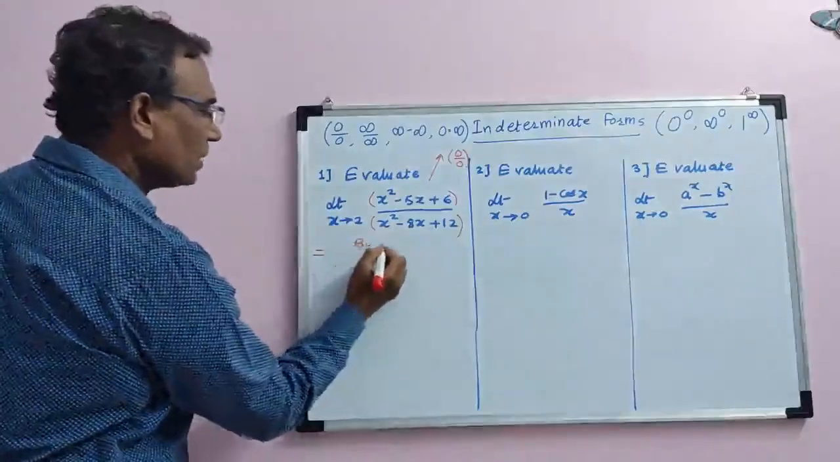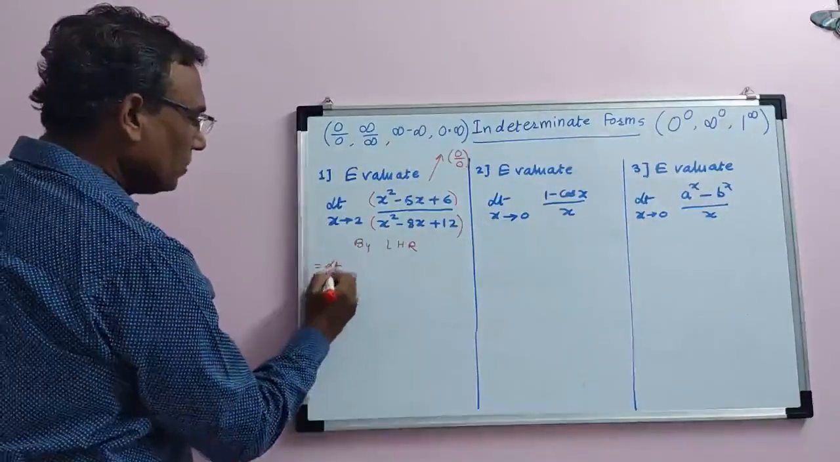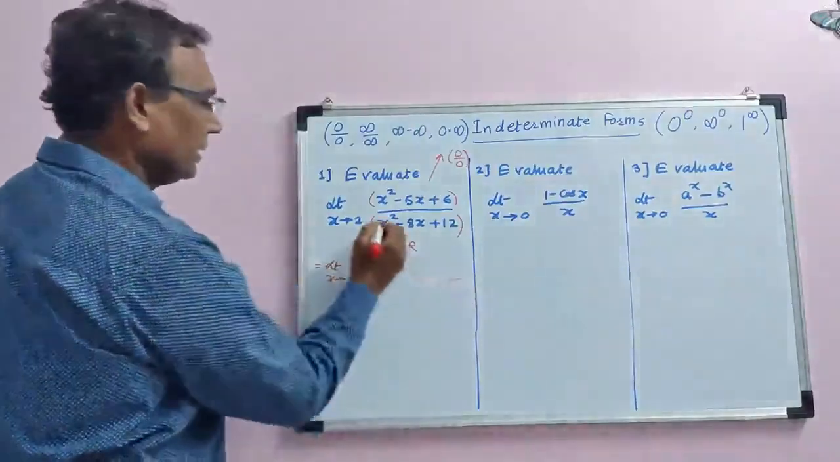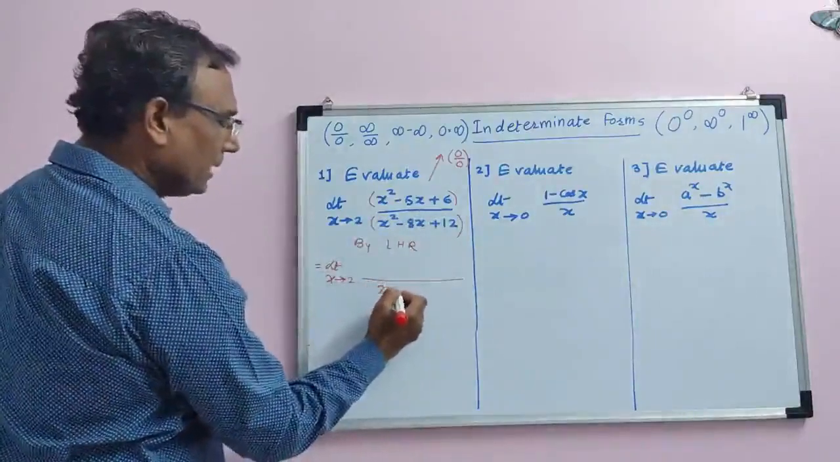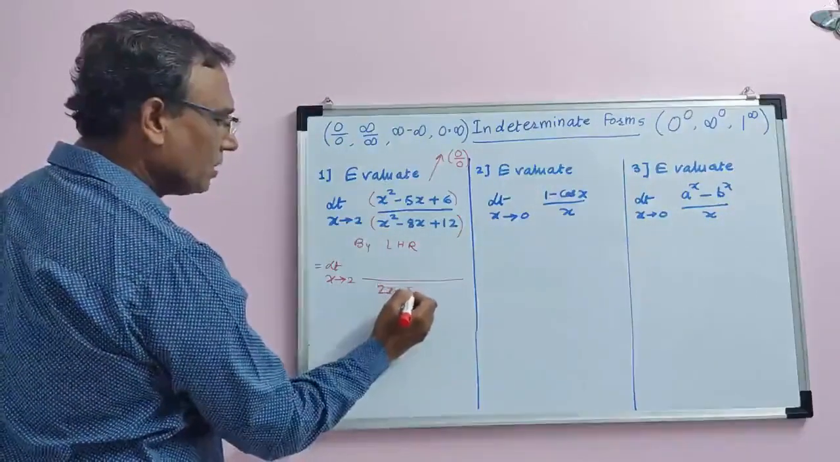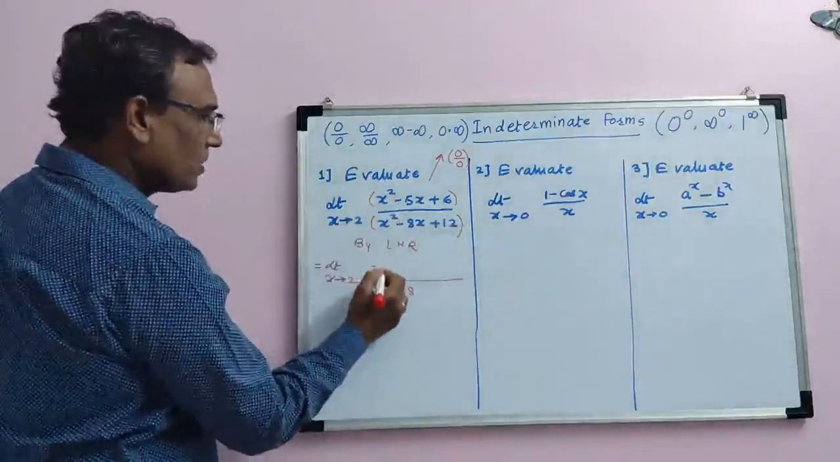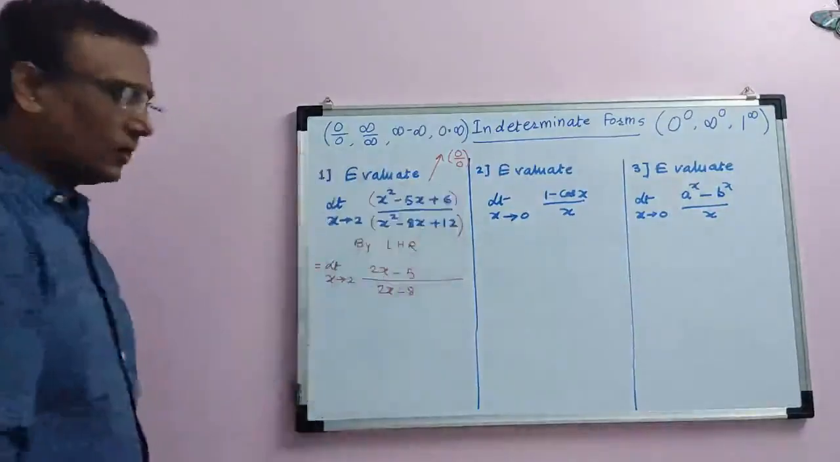Therefore, by L-Hospital rule, limit, what to do in L-Hospital rule? Take the derivative of the numerator and denominator separately. What is the derivative of x square? 2x. The derivative of minus 8x is minus 8. The derivative of 12 is 0. The derivative of x square is 2x. The derivative of minus 5x is minus 5. The derivative of 6 is 0.